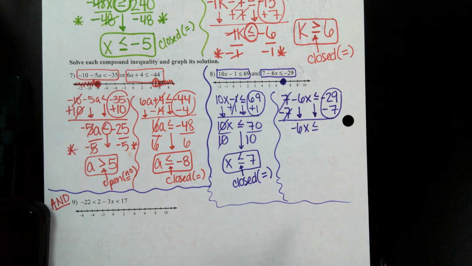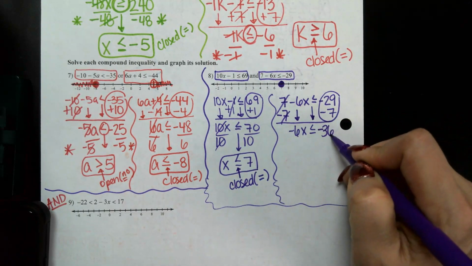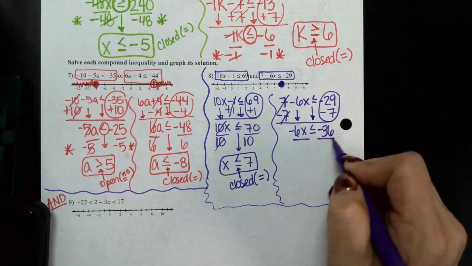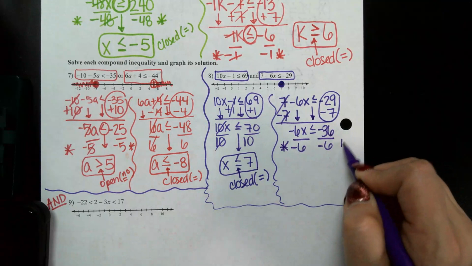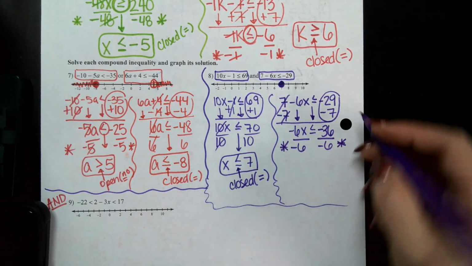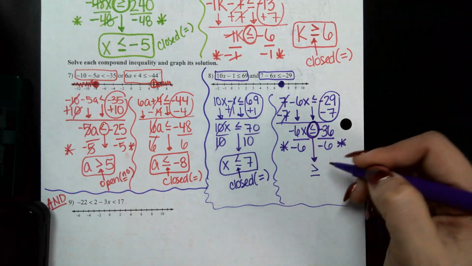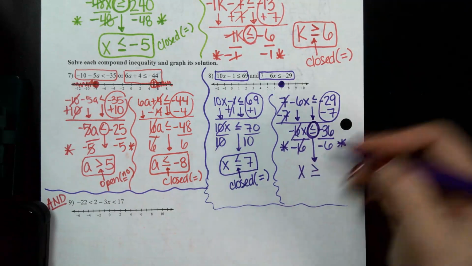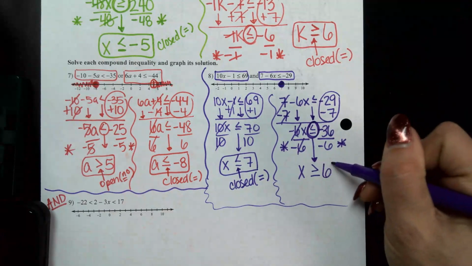What's negative 29 minus 7? Negative 36. And then there's dividing by a negative. So this will flip. X is alone. Negative 36 divided by negative 6. Positive 6.